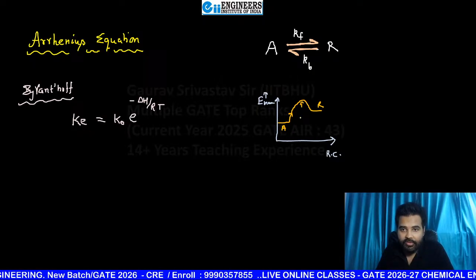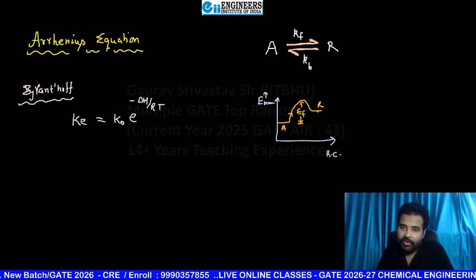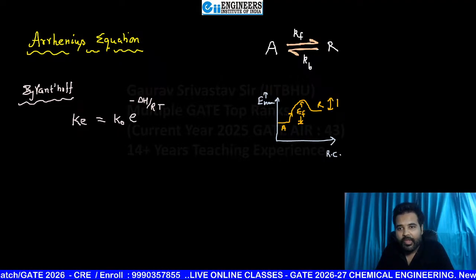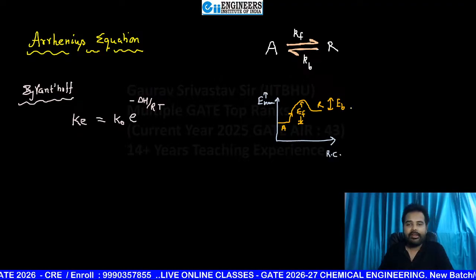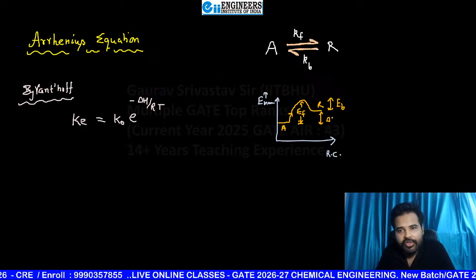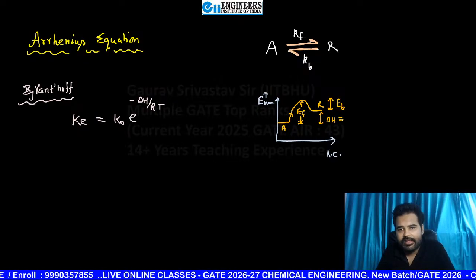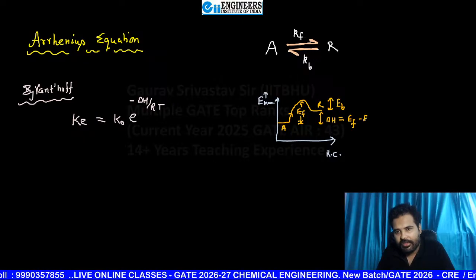If you are writing, this is your forward activation energy, EF. And if you are going from this to this direction, then this is your backward activation energy, EB. And clearly, my dear students, this is the heat of reaction, delta H. I can write this delta H as EF minus EB. Is it correct, beta? Please everyone tell me.